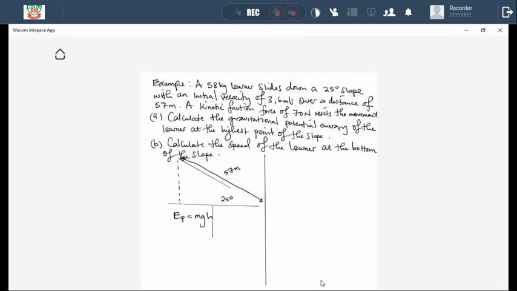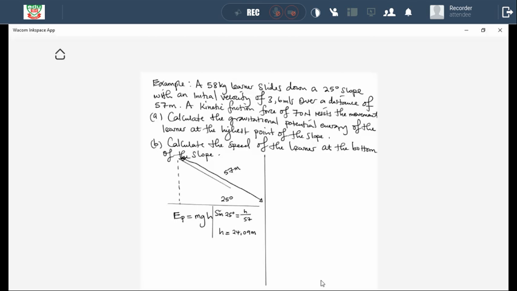So how do we calculate it? We use our sine. Sine theta, which is sine 25 degrees, is equal to opposite over hypotenuse. Our opposite is the height, over the hypotenuse, which is 57, which is what we have been given. So cross multiplication, you realize that your h is 24,09 meters. So now we have got our height.